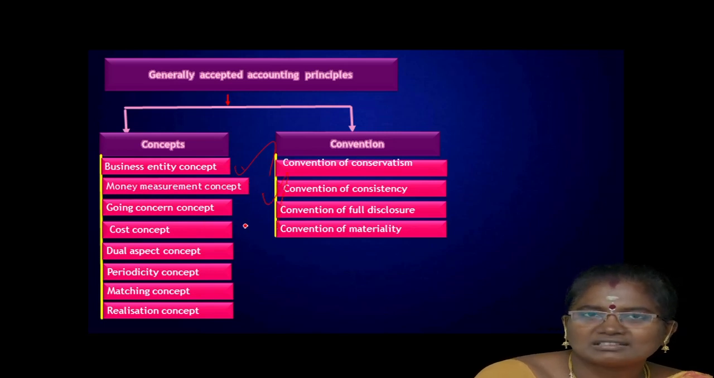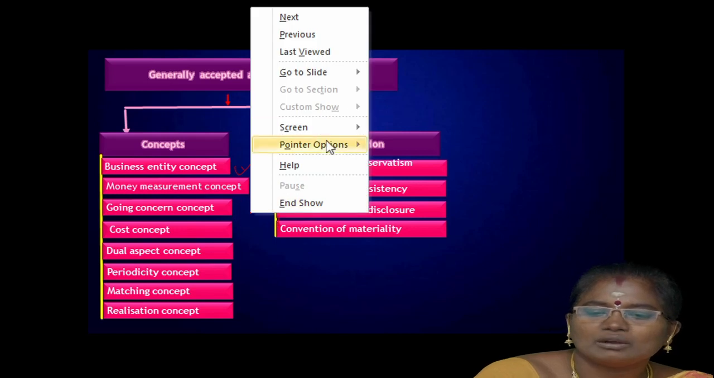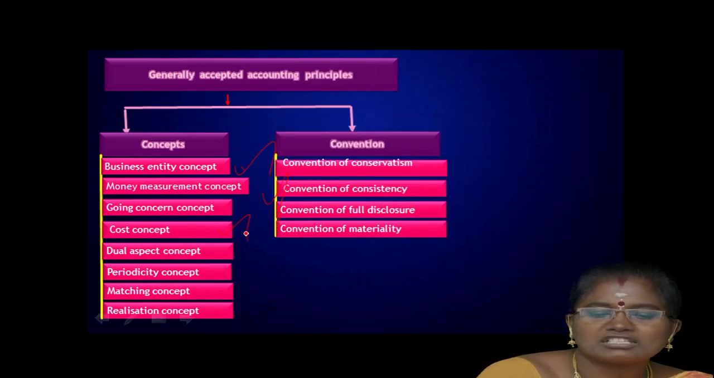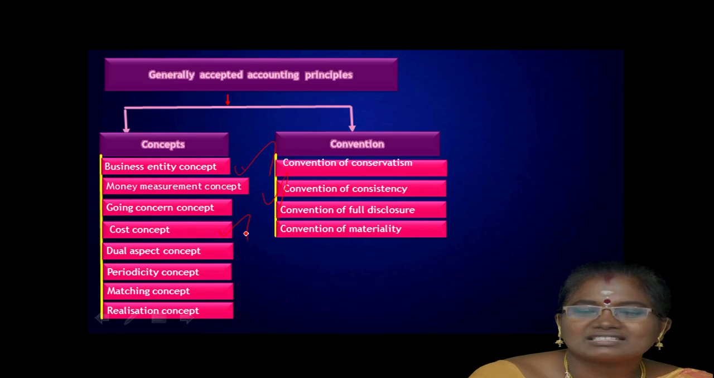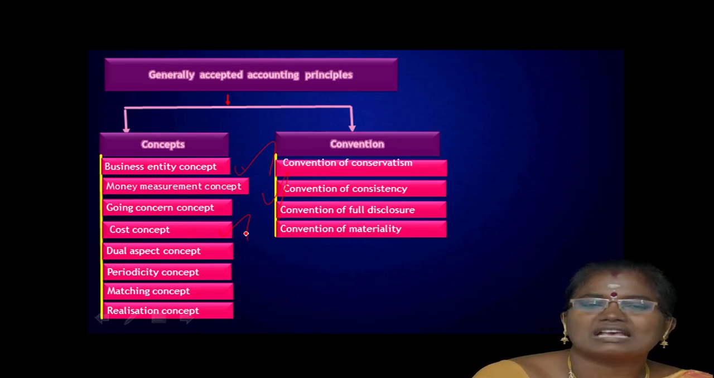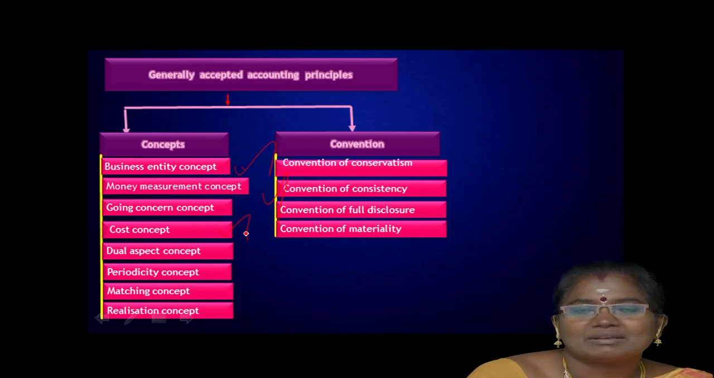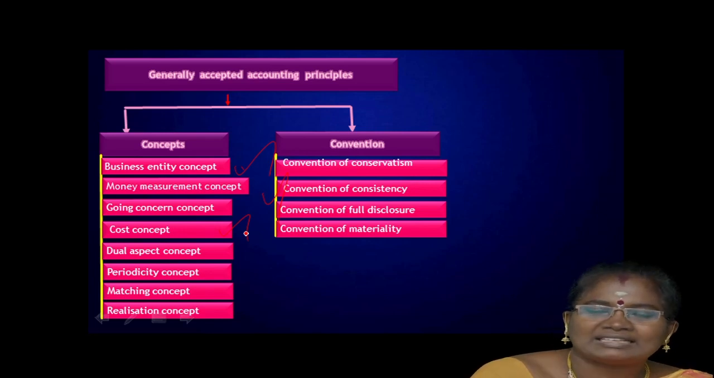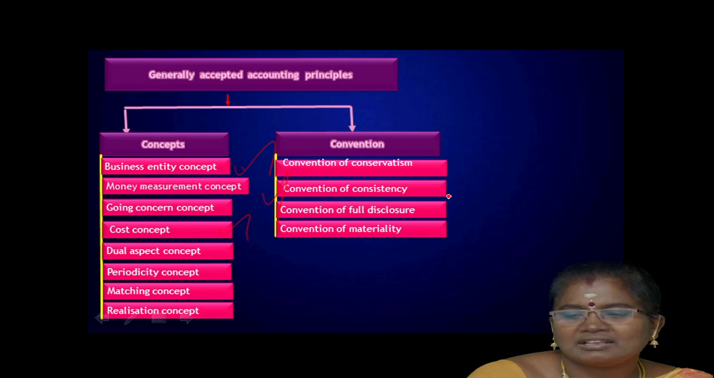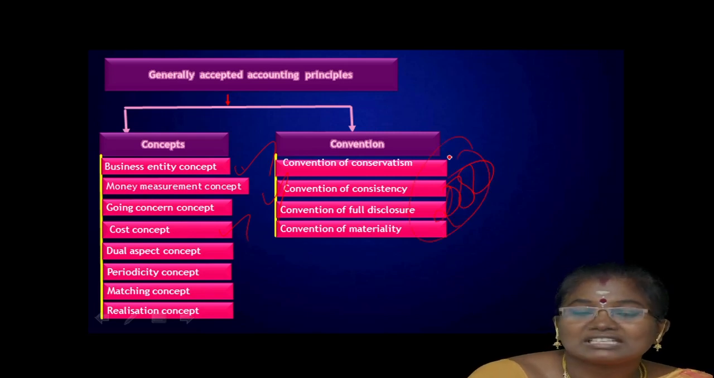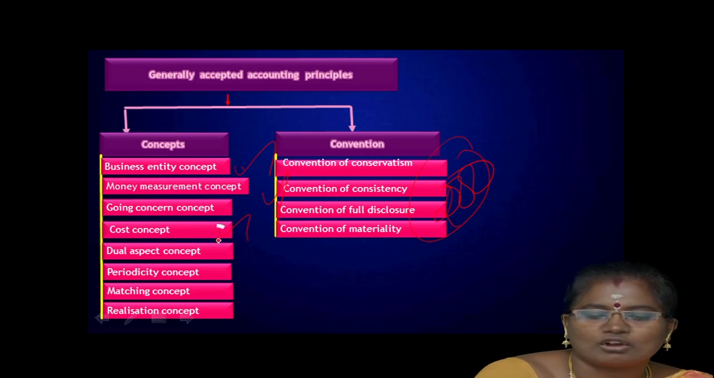Next, going concern concept. In this concept we will be recording whatever happens in the business, but the company will be going on forever. Cost concept: whatever asset we purchase in the business, the cost has to be recorded. We should not record the price which is present now. So if I bought machinery in 2000, whatever the cost was at that time has to be recorded in the cost concept.